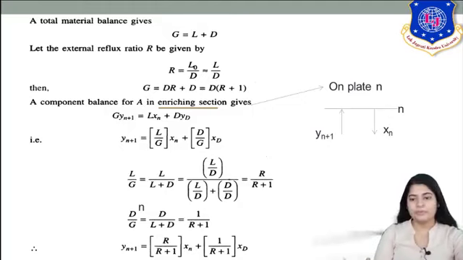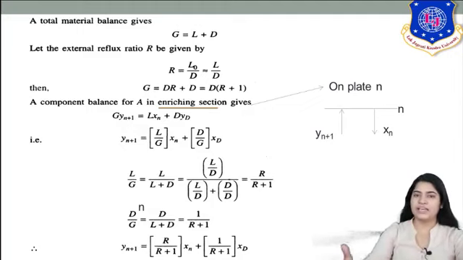So how can you remember it? On plate N, Yn plus 1 is entering and Xn is getting out. In the exam, the data would be given that way, so try to remember your equation as Yn plus 1 and Xn related. Your vapor is coming from below the plate and your liquid is going down from the plate on which you are doing the calculation, right? So now you just have to do the mathematical calculations.